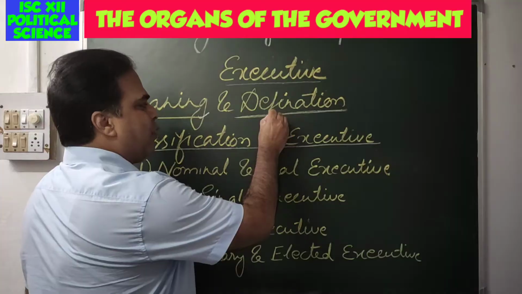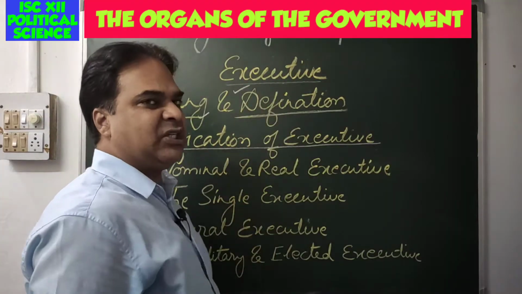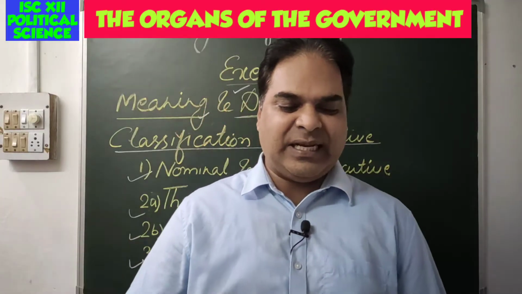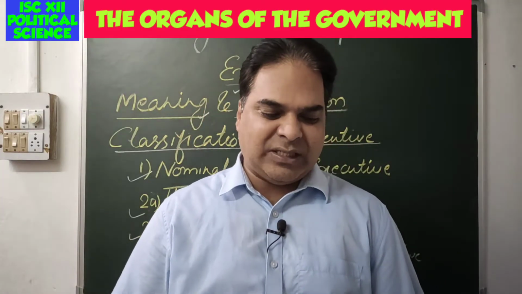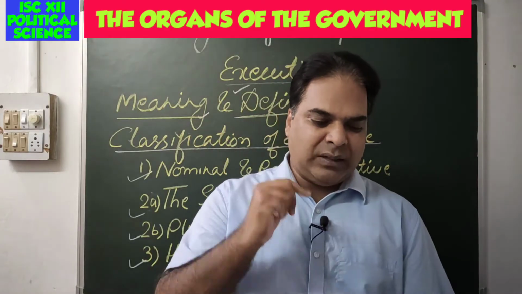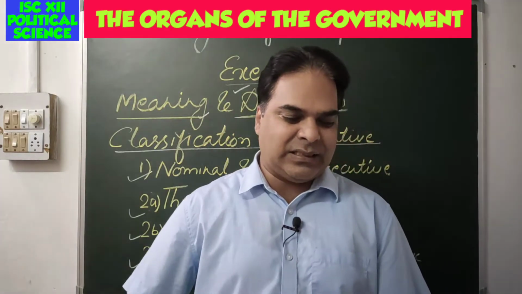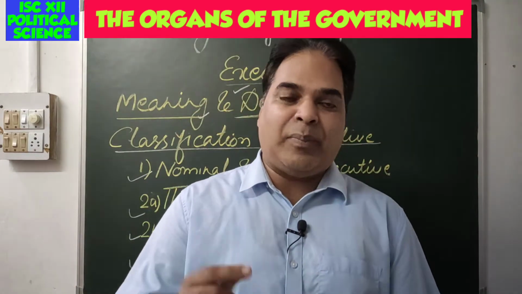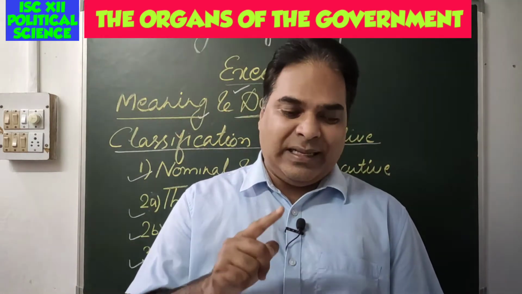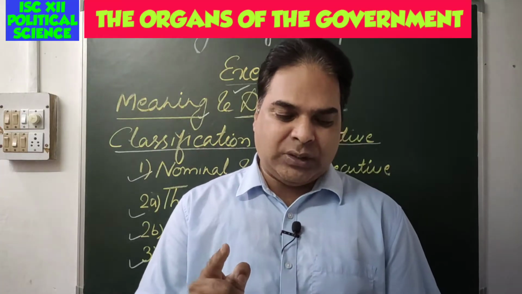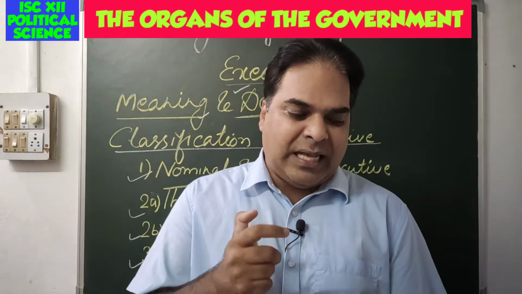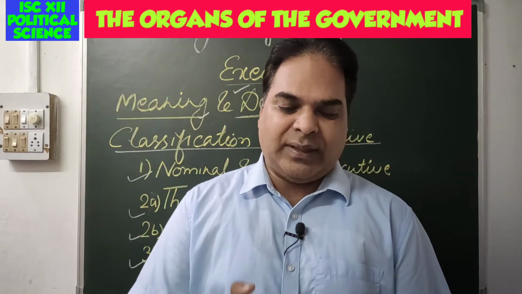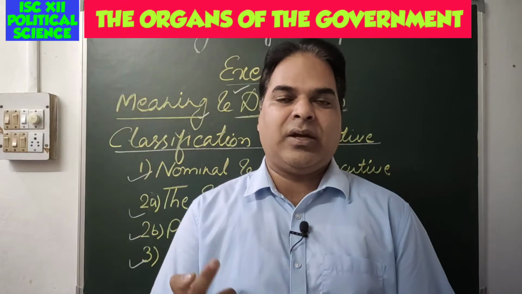Now the definition. Three definitions are here with me, written by J.W. Garner, Gettell as well as Gilchrist. I'm going to choose the best one for your understanding, that is by Gilchrist. According to Gilchrist, the executive is that branch of government which carries out or executes the will of the people as formulated in law. It is the pivot around which the actual administration of the state revolves.